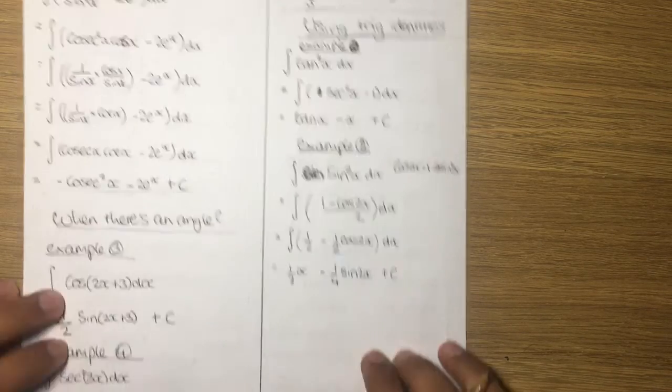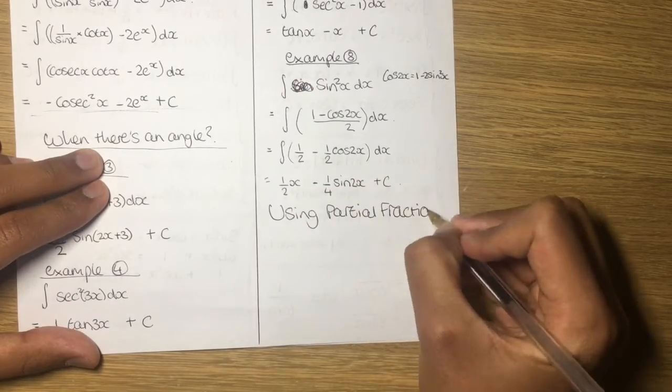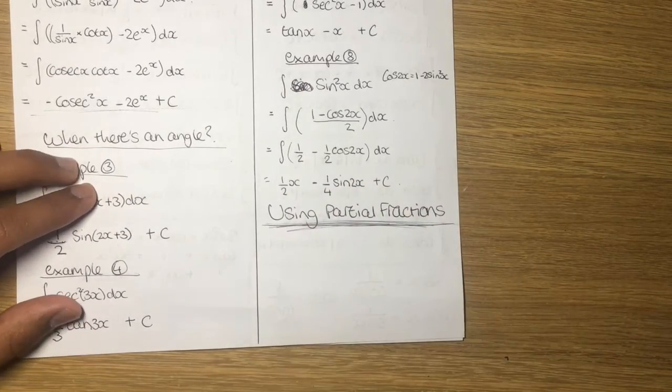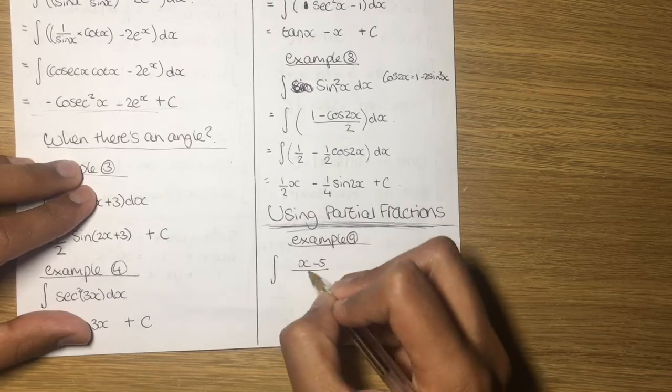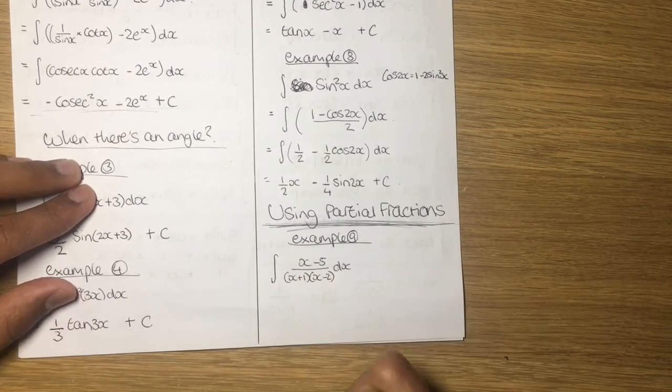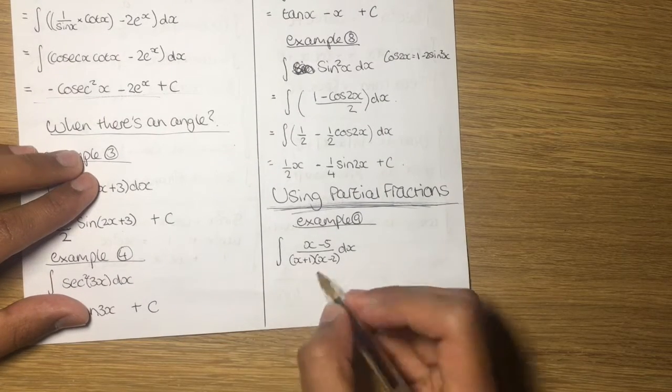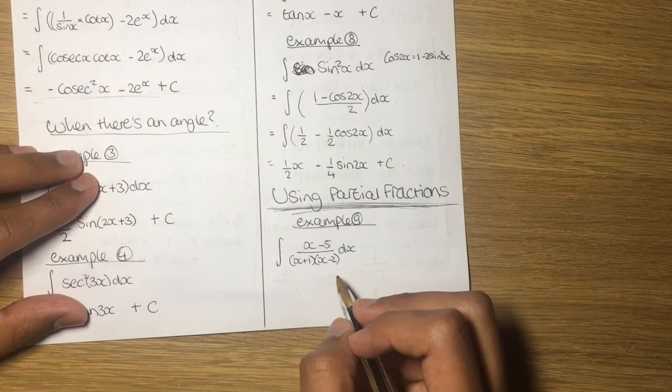Now what we also need to know is using partial fractions, which is earlier on in C4. So here in the example we have x minus 5 over x plus 1 over x minus 2. You can watch this video because I'll go over partial fractions anyway. It will be a good recap.